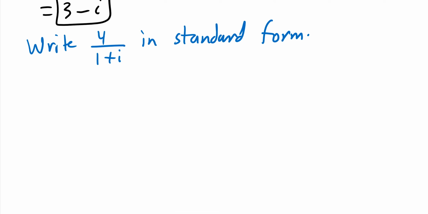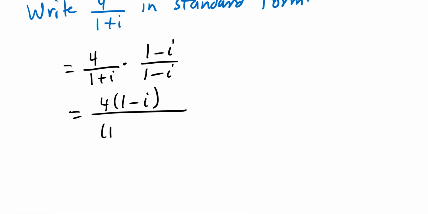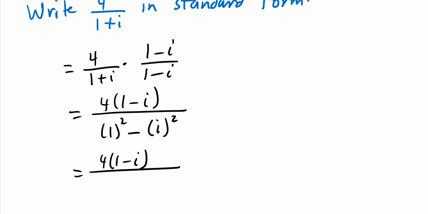So what we have to do in this case, we take it and multiply by the conjugate, which is 1 minus i. On the top we get 4 times 1 minus i, and the denominator, it's always the first one squared minus the second one squared. Let's keep the top for now the same. The denominator: 1, i squared is negative 1, by negative becomes positive 1.